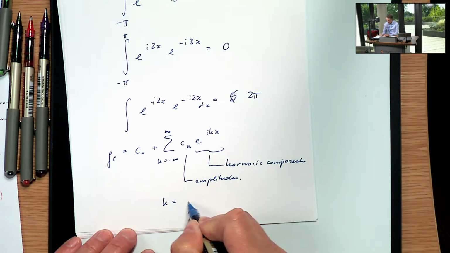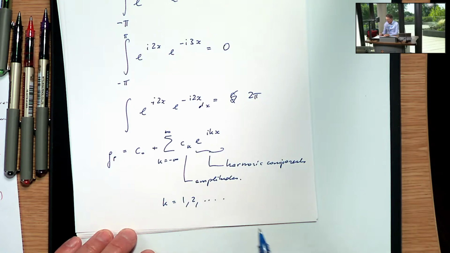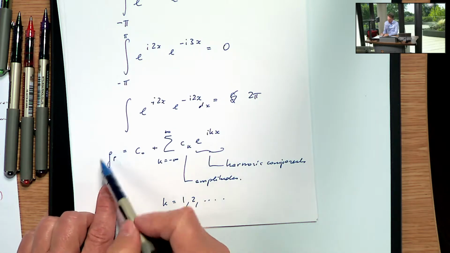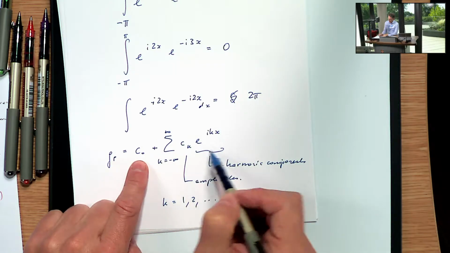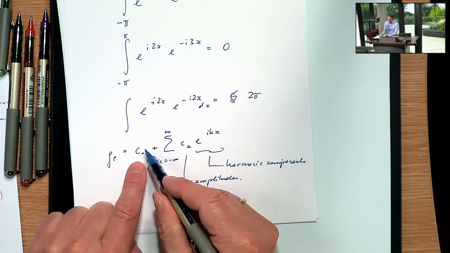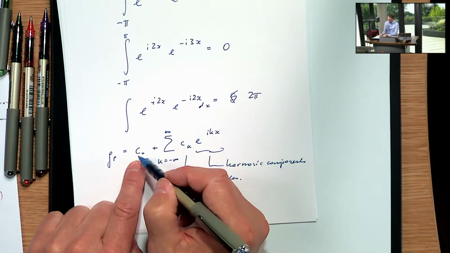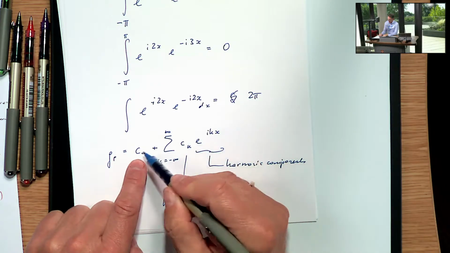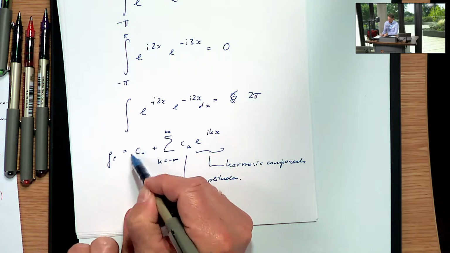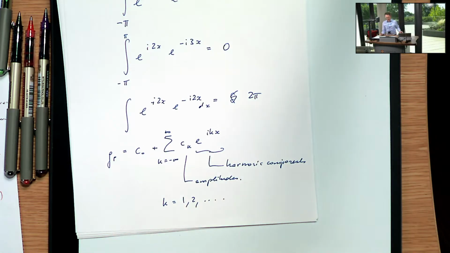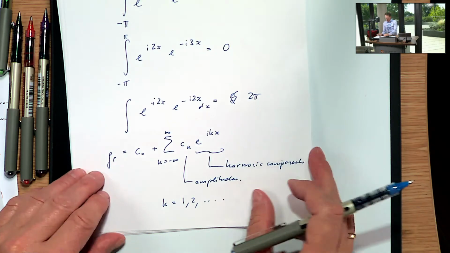And k is equal to 1, 2, and so on. These are integers in this case. And so any periodic function can be synthesized by these harmonic components. So you could even say that C0 is essentially the zero frequency of this. So these are frequency components. These are the amplitudes. That's the DC term in this case.